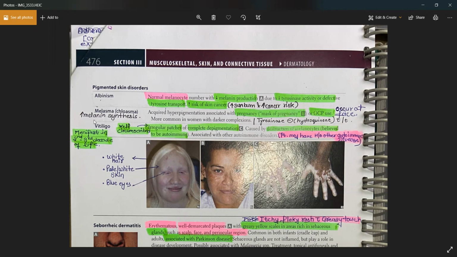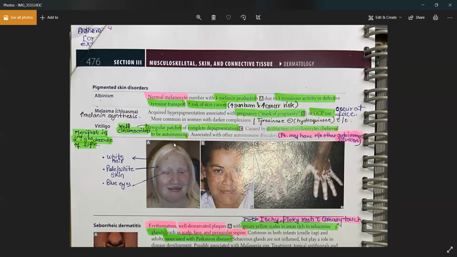Then you have melasma, which happens because of an increase in melanin synthesis. It generally happens in pregnancy, and that's why it is known as the mask of pregnancy. Very important. It is more common in women with darker complexions.